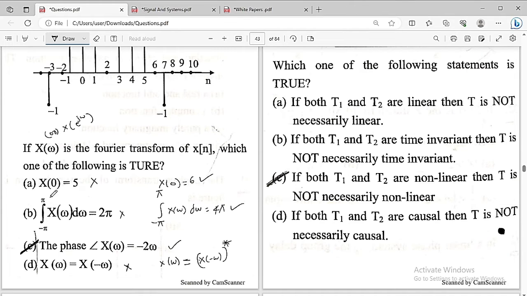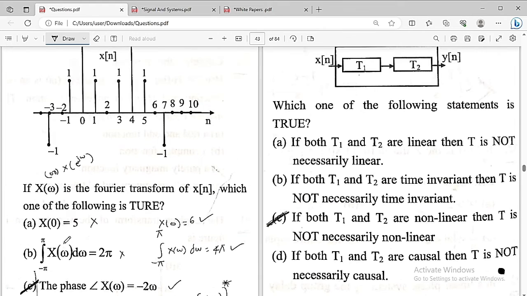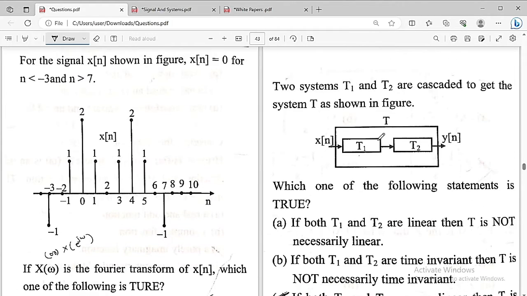But out of option A, option B, option C and option D, only option C is the correct solution of this question. So now we are going to solve another question.